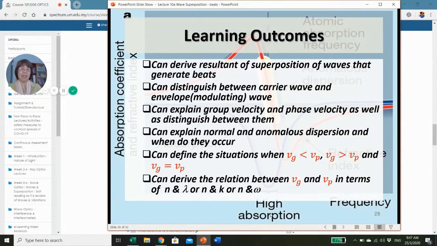All right, we've come to the end of the lecture. So the learning outcomes for lecture 10: you would be able to derive the resultant superposition of waves that generate beats. You'll be able to differentiate between the carrier wave and the envelope wave, which is the modulating part. You should be able to explain group velocity and phase velocity and be able to relate between them. And you should be able to explain normal and anomalous dispersion and when they occur. You should be able to define the situations when we get Vg less than Vp, Vg more than Vp, and also when Vg equals Vp. And this would be deriving the relation in terms of n and lambda, n and k, n and omega. Thank you for watching.